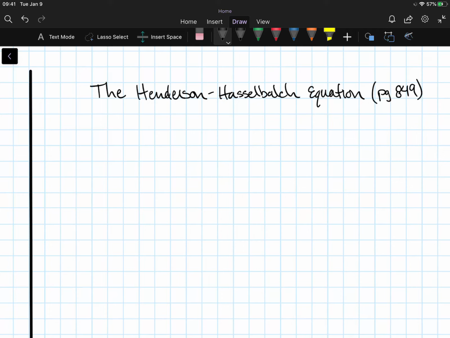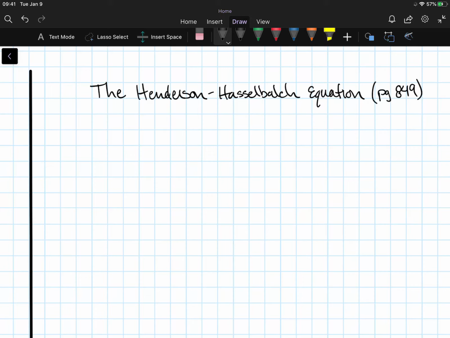But first we're going to start off with the Henderson-Hasselbalch equation. You can find this information on page 849 of your text. The Henderson-Hasselbalch allows us to reliably estimate or calculate the pH of a solution as long as it is a buffer solution. So we have to have a weak acid along with its conjugate base present. If we don't have that buffer solution, then we can't really use the Henderson-Hasselbalch.